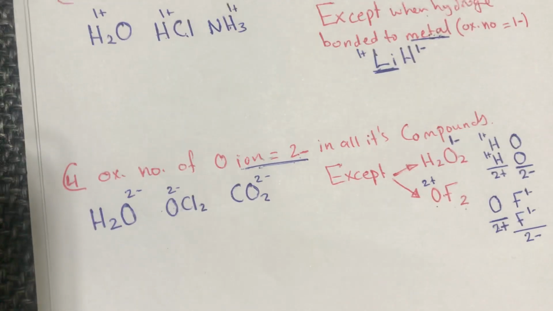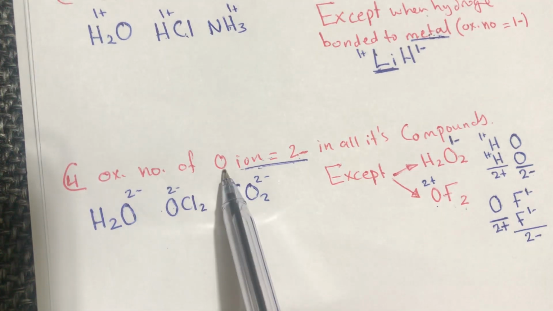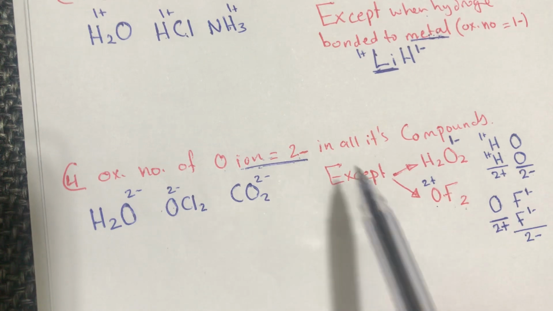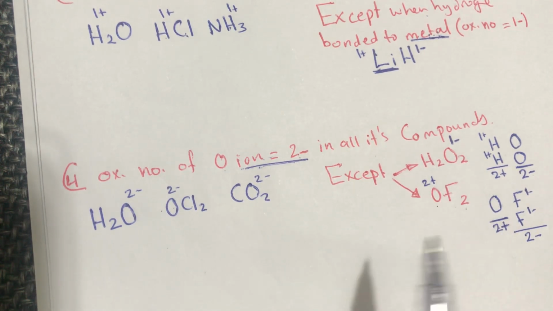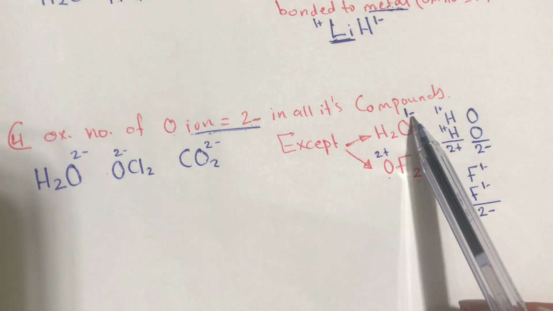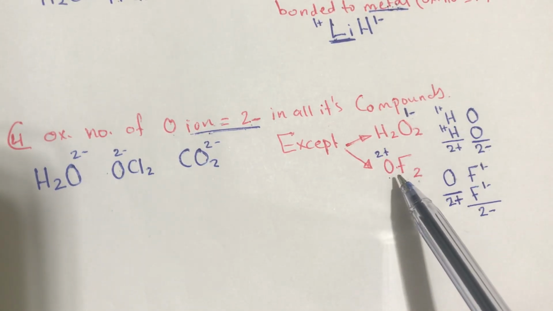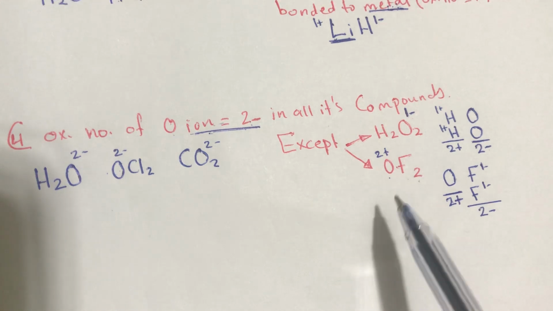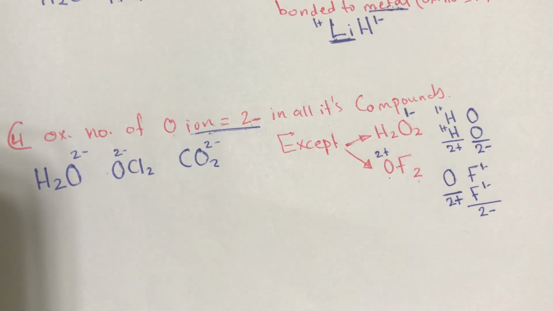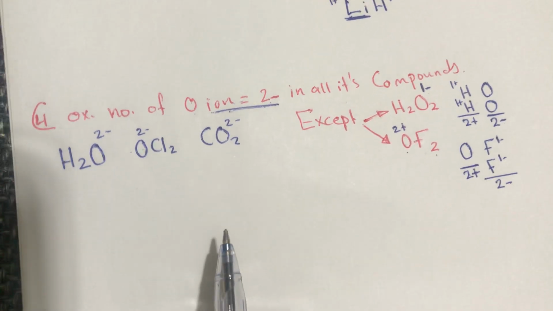Again, for oxygen in all its compounds, the oxidation number is -2 except these compounds. H2O2, the oxidation number is -1 for oxygen, and OF2, the oxidation number of oxygen is +2.